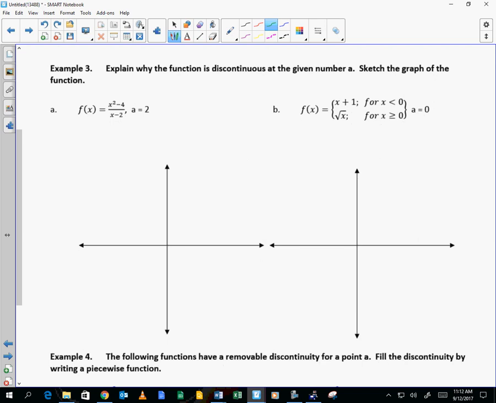It says, explain why the function is discontinuous at the number A. So they're telling us that these functions are discontinuous. We just want to sketch a graph. This is a rational function, but which value is it obviously discontinuous at? Why is it discontinuous at 2? Right. If you plug in 2, you get 0 over 0, which tells us that there should probably be a gap. And we'll look at that when we get back.